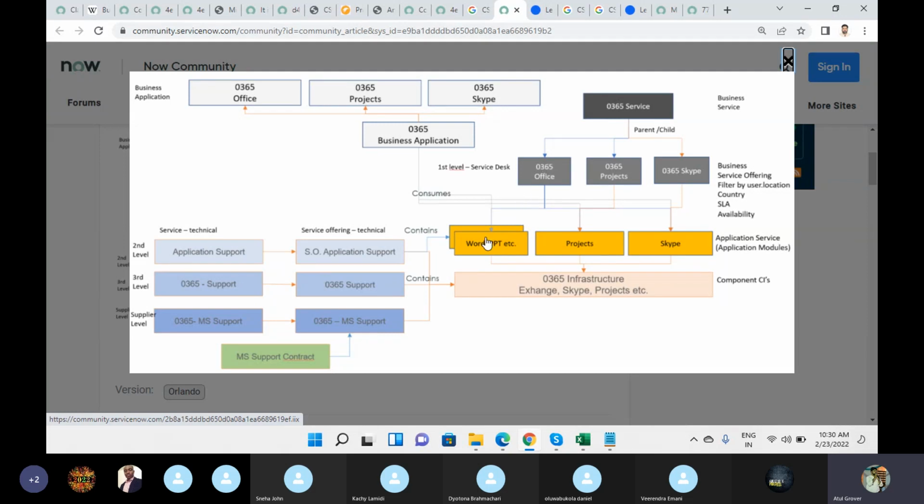In the office, I have Word, Excel, PowerPoint. In the projects, I have Projects. In the Skype, I have Skype. If my Skype is not working, where will you raise the incident? Will you raise the incident on this area, or on this area?